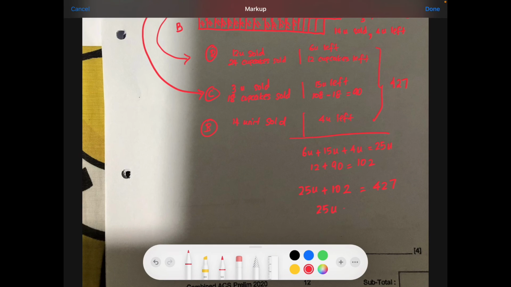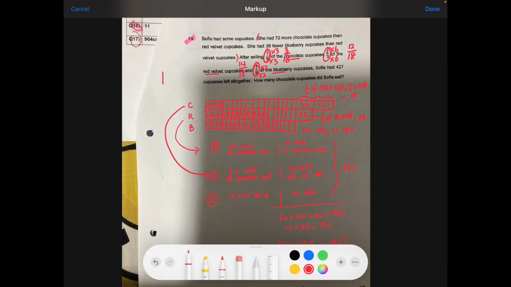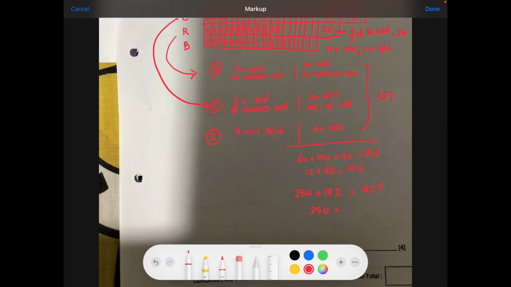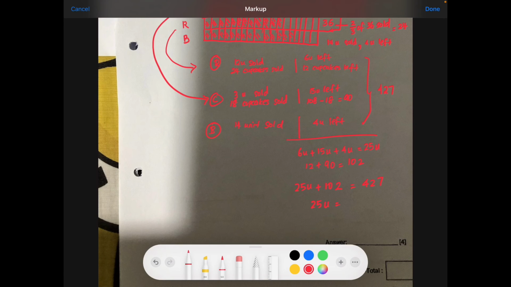So for 25 units, I will take 427 and take away 102. So I will get 325. 427 minus 102, I'll get 325. So I can actually find one unit. 325 divided by 25, I'll be getting 13. It means that one unit equals 13 cupcakes.